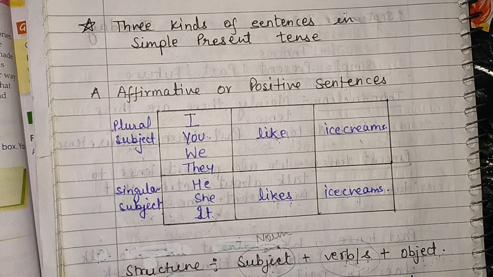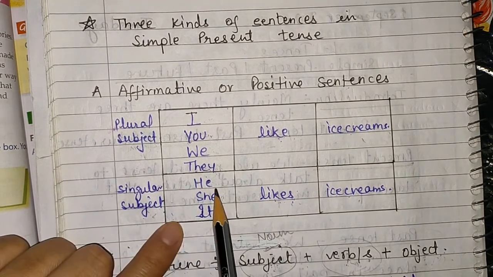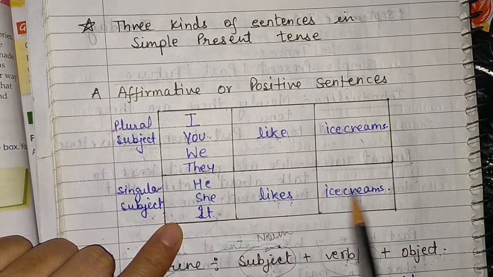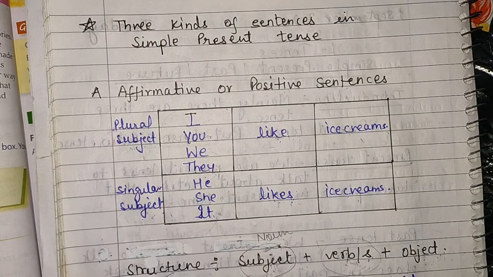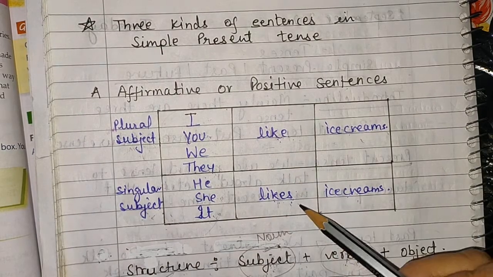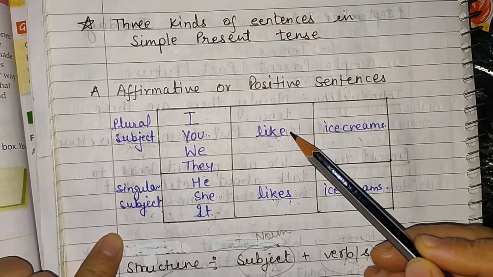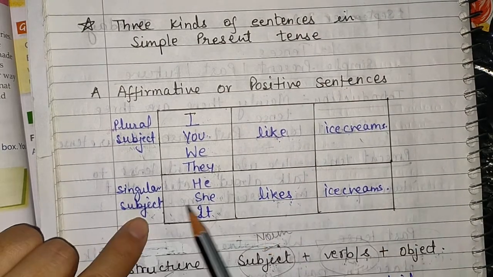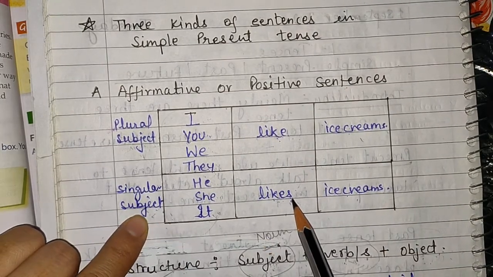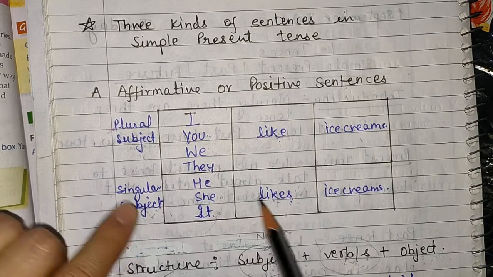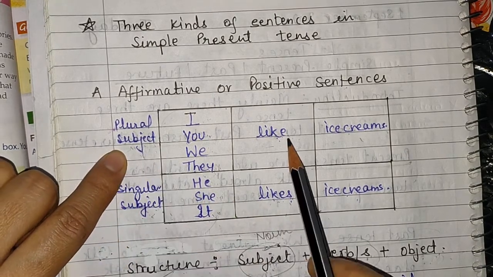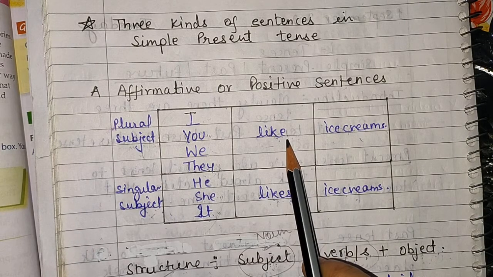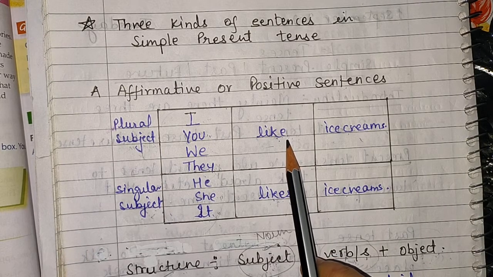Okay, so let's start. He likes ice cream, she likes ice cream, and it likes ice cream. So what is the difference between these two sentences? The difference is the s in the verb. Here you can see, if the subject is singular, we will add s to the verb, and if the subject is plural, we do not add s. So it will be in the base form. This verb is in the base form without s.